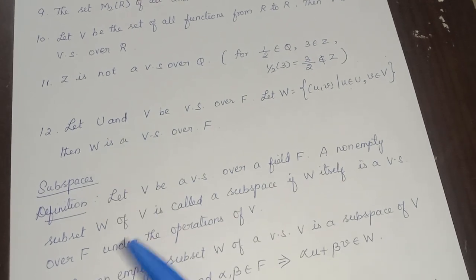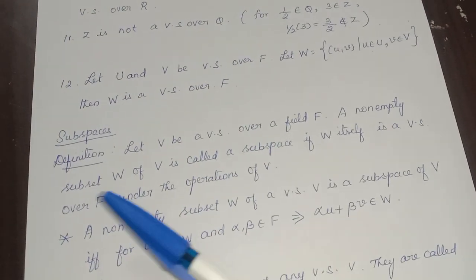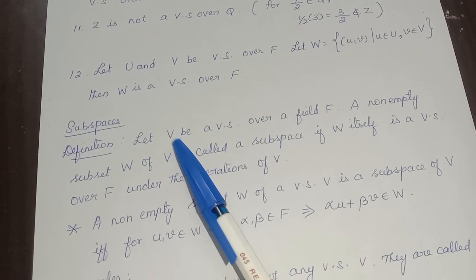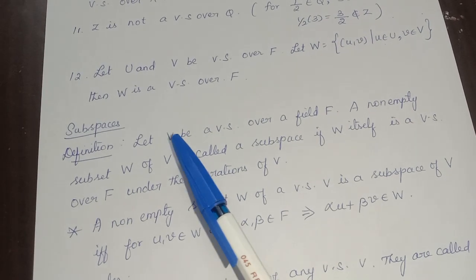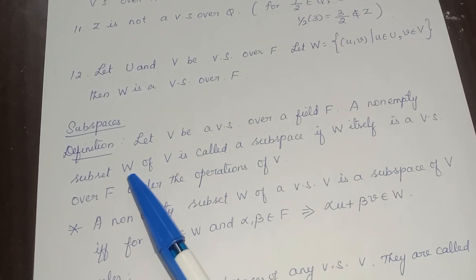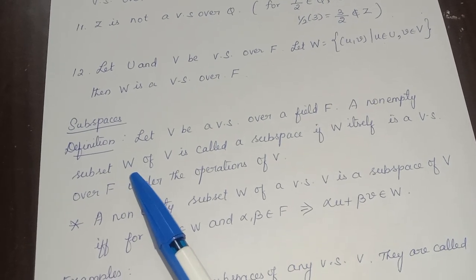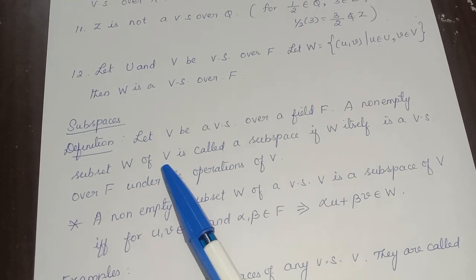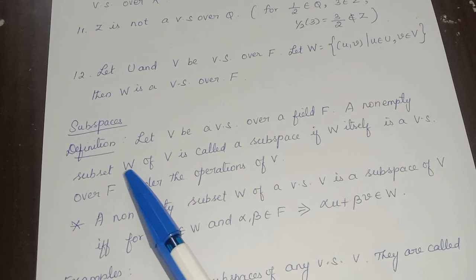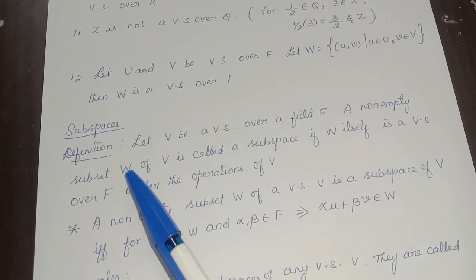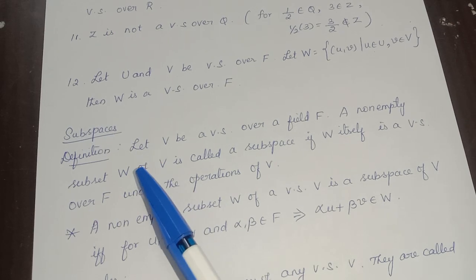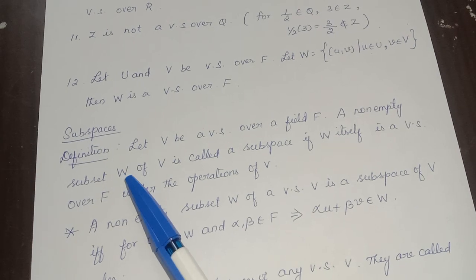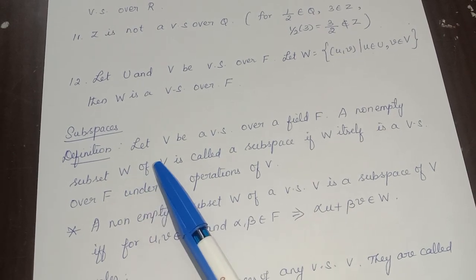Then let's go to the next definition, subspaces. Subspaces means, suppose we take a vector space V and a non-empty subset W of V. If this W itself is a vector space, then W is called a subspace of V. The operations of addition and scalar multiplication should be the same as those of V. You should not define any new type of addition or scalar multiplication here, other than the usual addition that is followed in V. With respect to those operations, if W forms a vector space, then W is called a subspace of V.